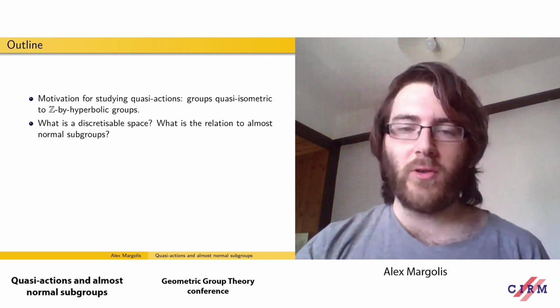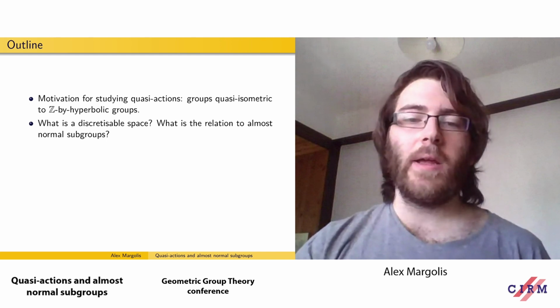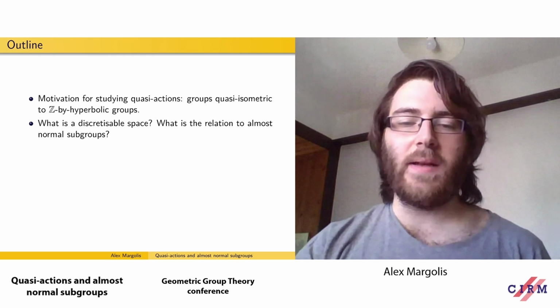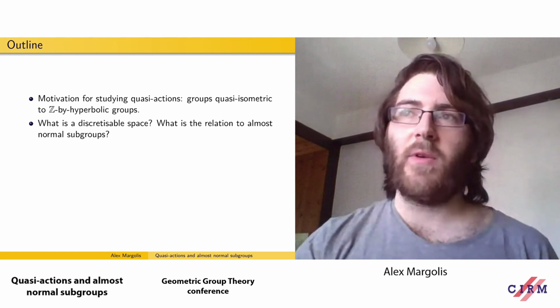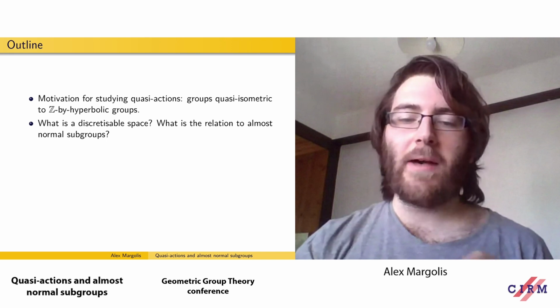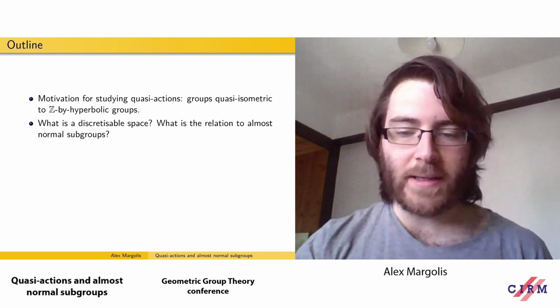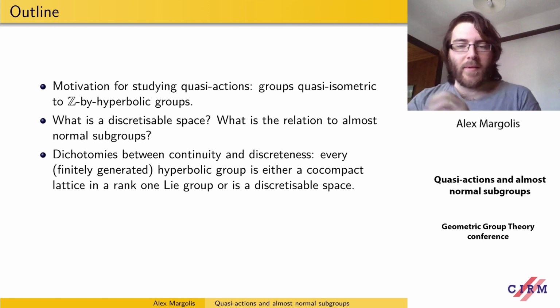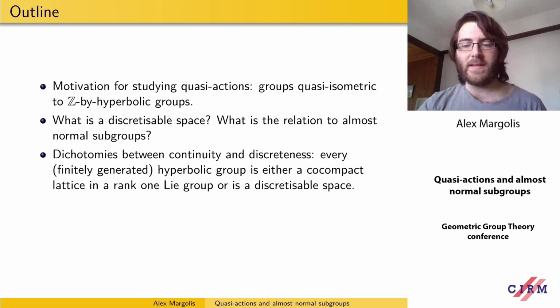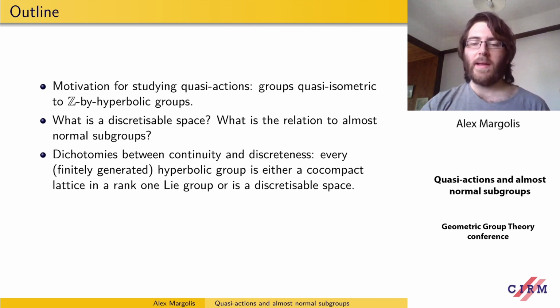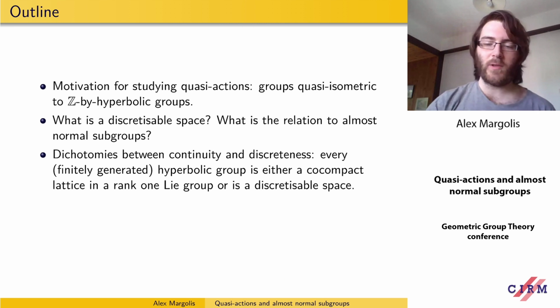And these are spaces which are coarsely discrete in the sense that every co-bounded quasi-action acts in a discrete way on the space. And once you have such an action, you have an almost normal subgroup, which is quite interesting. And then I'm going to talk about dichotomies between continuity and discreteness. So for instance, every finitely generated group is either coarsely continuous in some sense, which is the case if it's a co-compact lattice in a rank one Lie group, or when it's not such a lattice, it's coarsely discrete, it's discretizable.